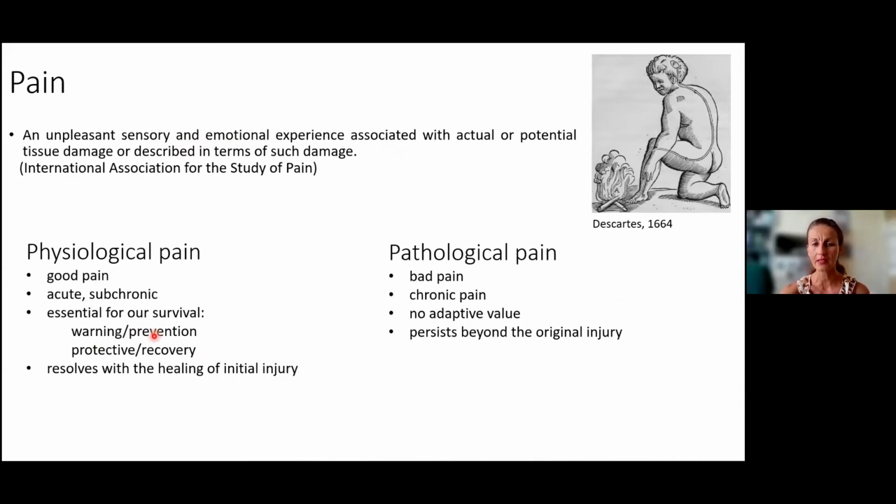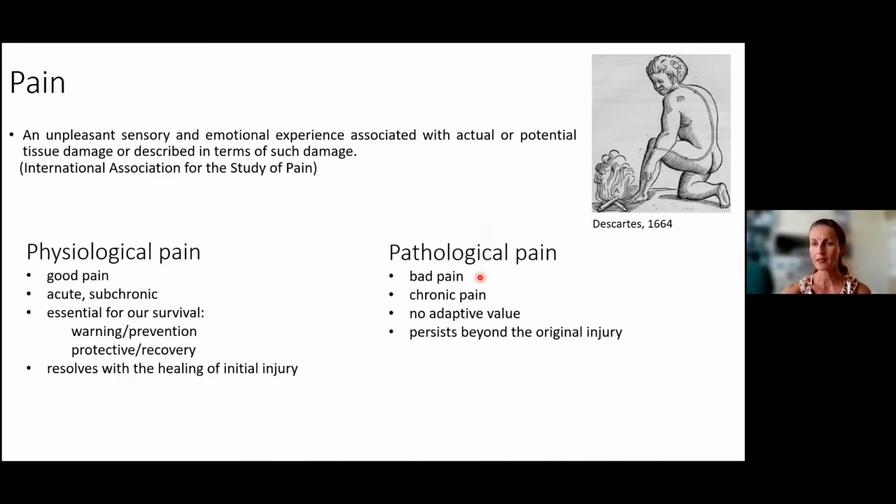It gives us the warning if there is some injury happening, or if there is some internal disease that we cannot really assess right away. It has an important protective function, and it helps with the recovery after the injury itself. And it resolves with the healing of the initial injury. All this is true for the normal physiological pain. The story is different when we're talking about the pathological pain.